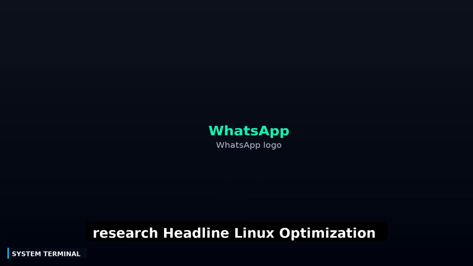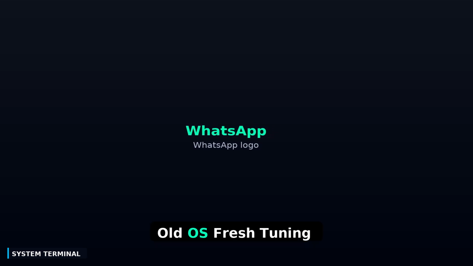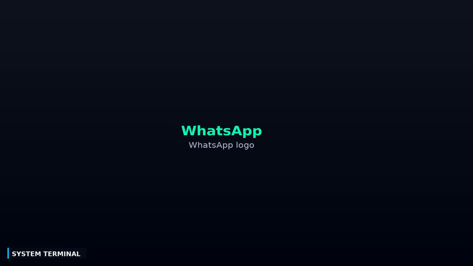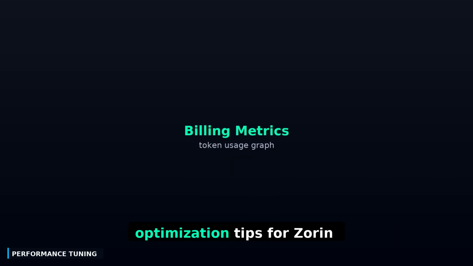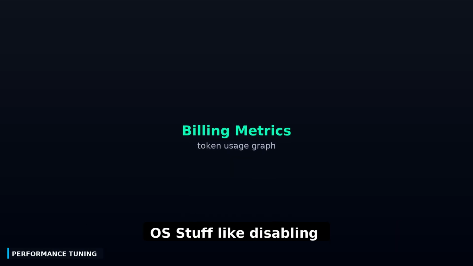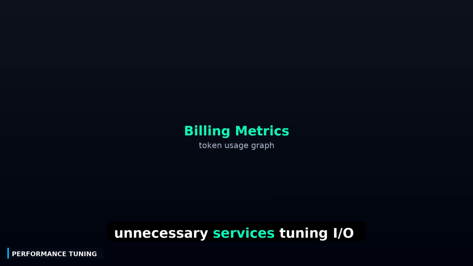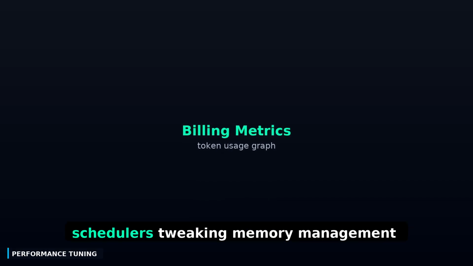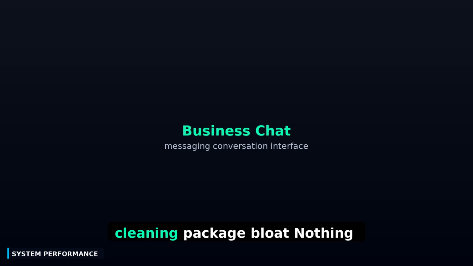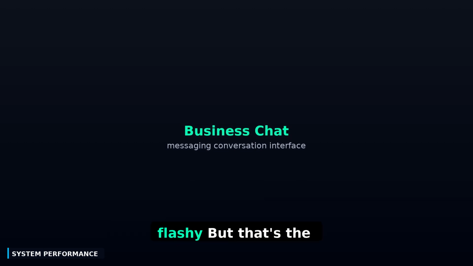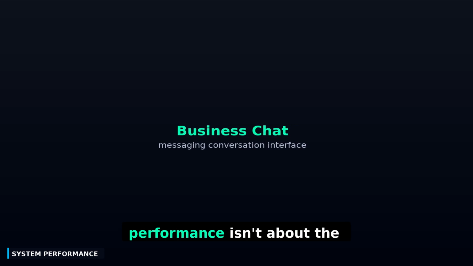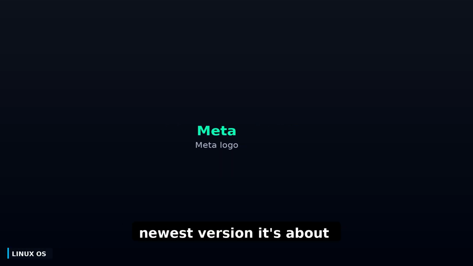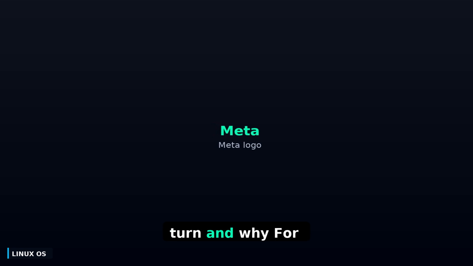Headline: Linux optimization. Old OS, fresh tuning. A decades-long Linux practitioner published 8 concrete optimization tips for Zorin OS. Stuff like disabling unnecessary services, tuning I/O schedulers, tweaking memory management, cleaning package bloat. Nothing flashy. But that's the architectural point. Operating system performance isn't about the newest version. It's about knowing which knobs to turn and why.